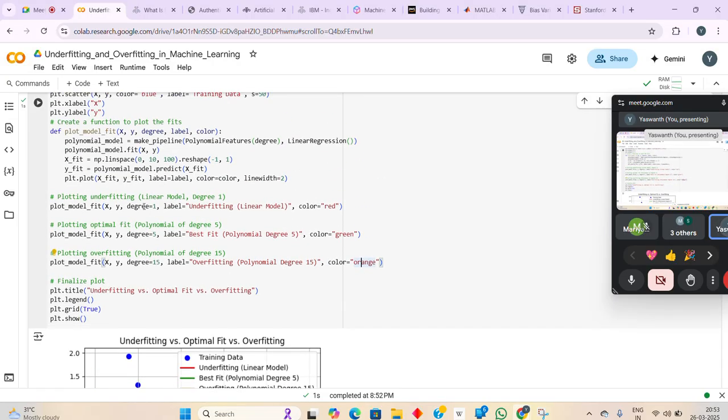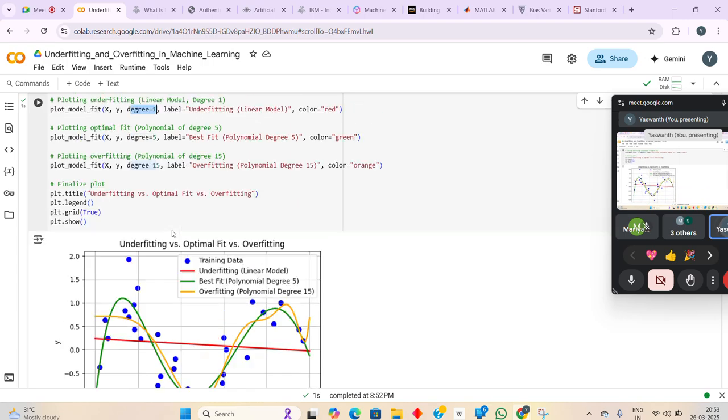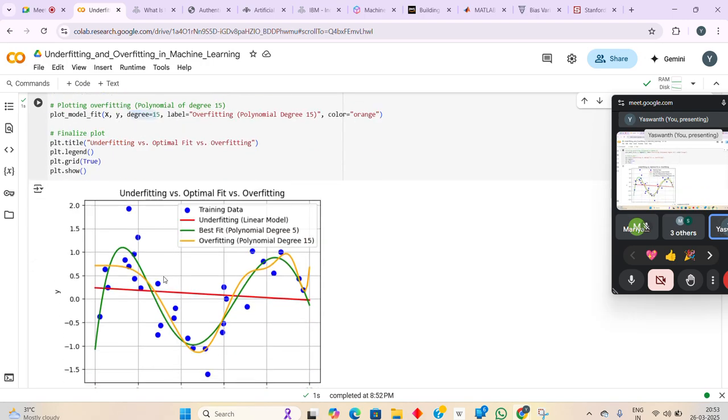Okay, so how do we define this? It means simply we are adding degrees. Degree equal to 5 is what? Optimal one. Degree equal to 1 means this is underfitting, which is in the color of red. Observe the red color, this is underfitting. The data points are like this, but we are underfit. Then the best fit line, if you observe, this is the best fit line. And this orange color is the overfitting line.